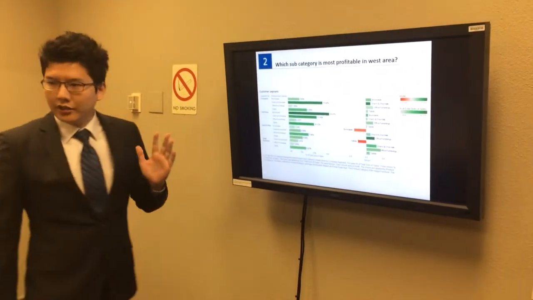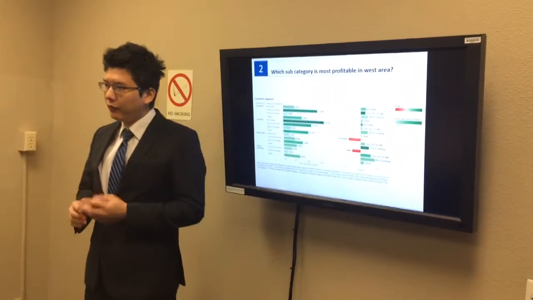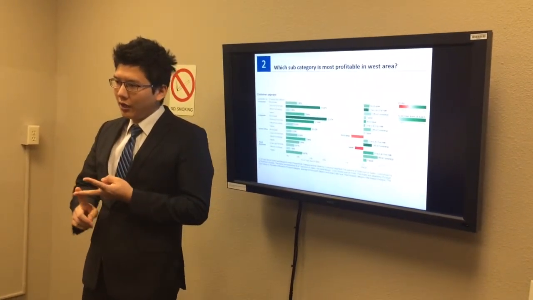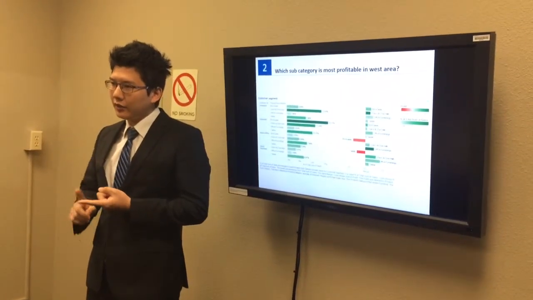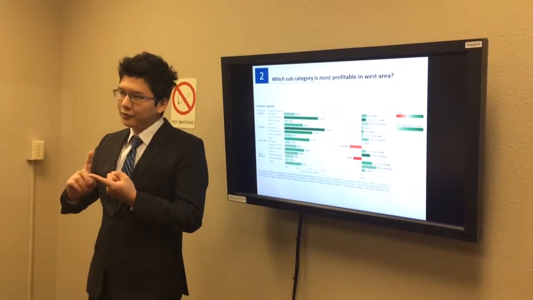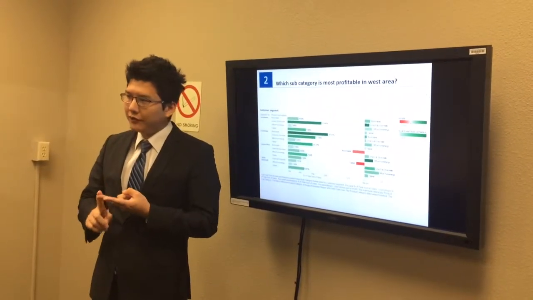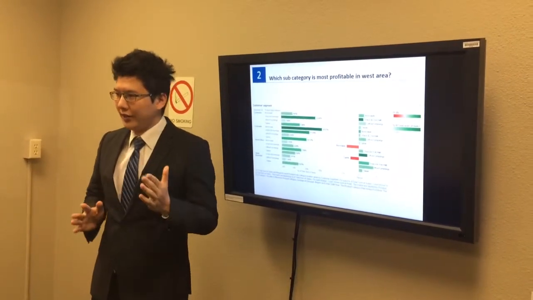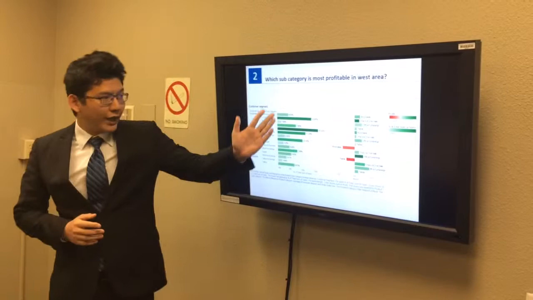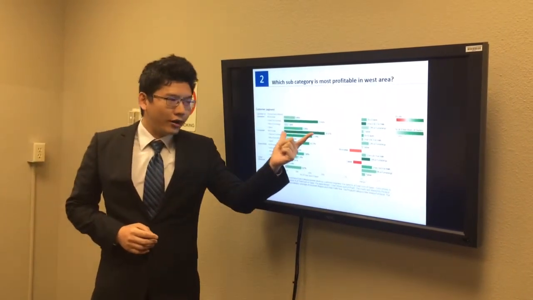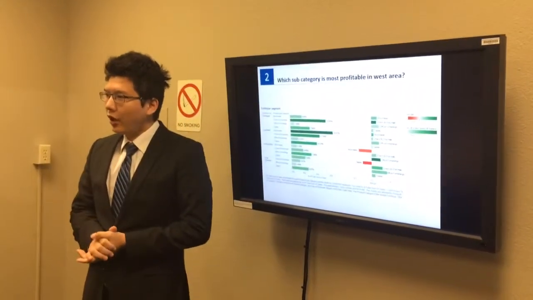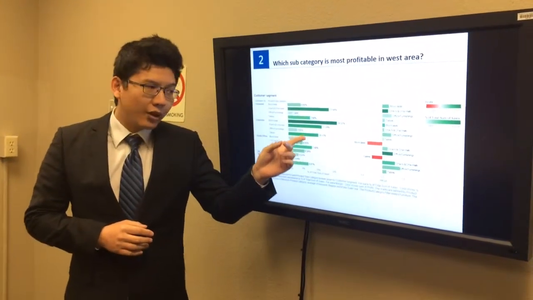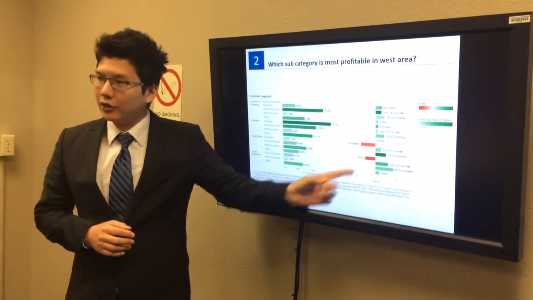So in our second stage analysis, we input 4 variables: 2 dimensions, the subcategory of furniture and the customer segment, and 2 measures: profit and sales. These 4 variables help us have a better understanding of this data set. Just look at the chart. The length of the bar represents the percentage weight of each variable. Green means we're earning money, and red means we're losing money.